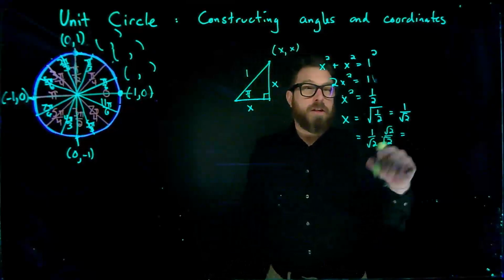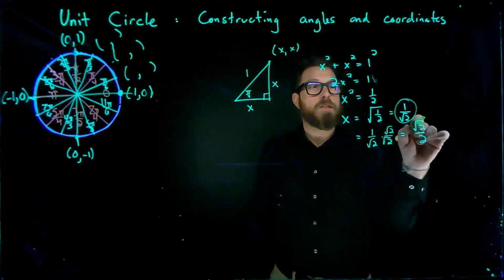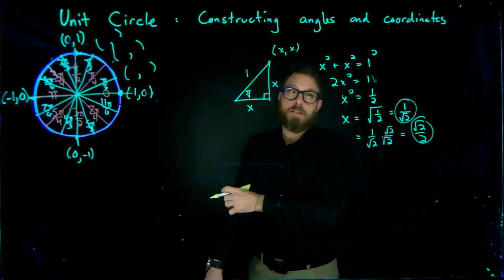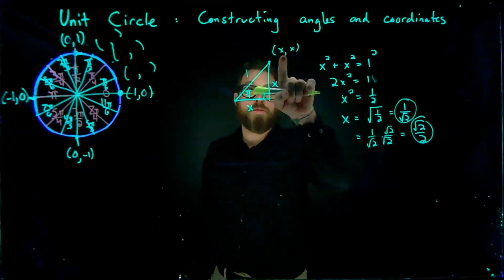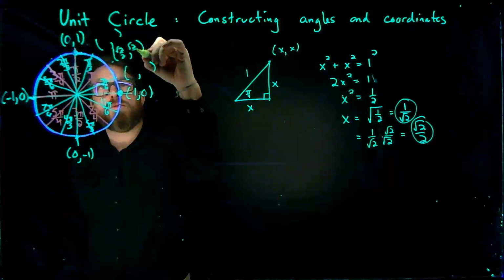So multiplied by this clever little 1, this is going to be root 2 over 2. Sometimes it'll be written this way, sometimes this way if it wants to rationalize. So that means this angle is root 2, this angle is root 2. So at the 45, this is going to be root 2 over 2, root 2 over 2.